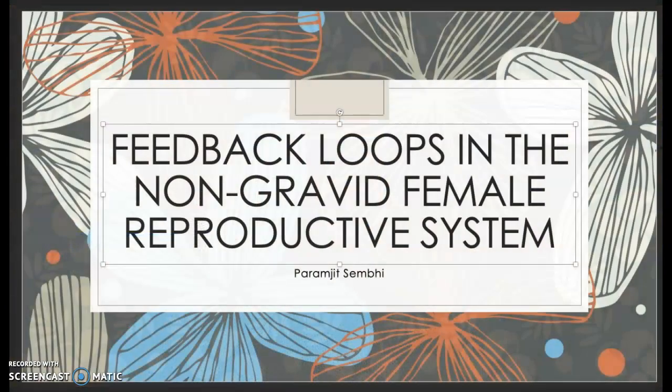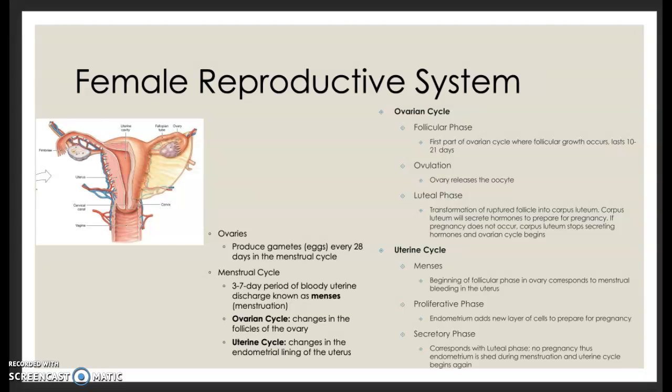Okay, so we're just going to be talking about the feedback loops in the non-gravid female reproductive system. Just to start, we're going to go over a little bit of the female reproductive system here. So you have the ovaries, which you see in the diagram.